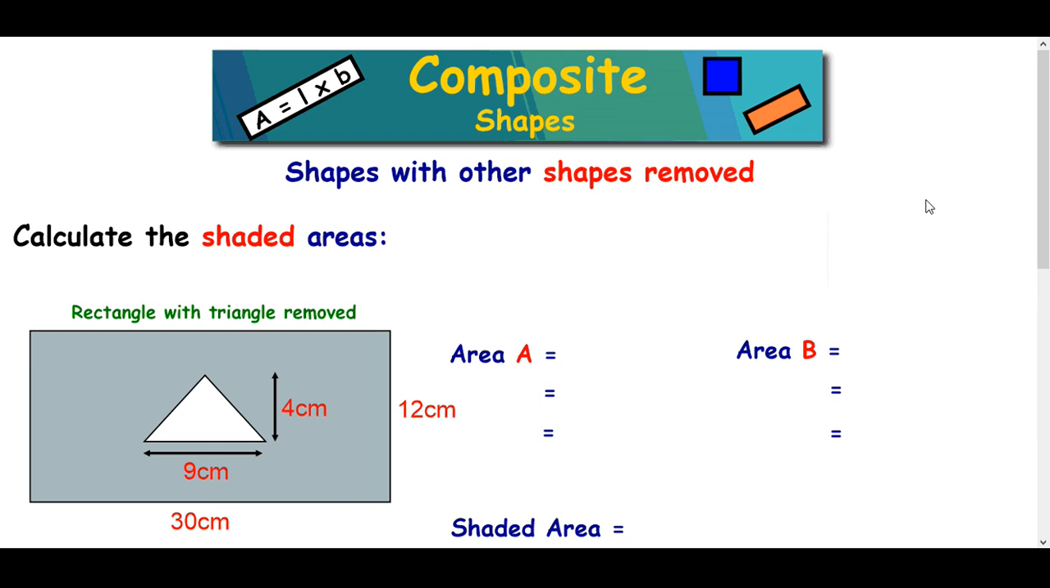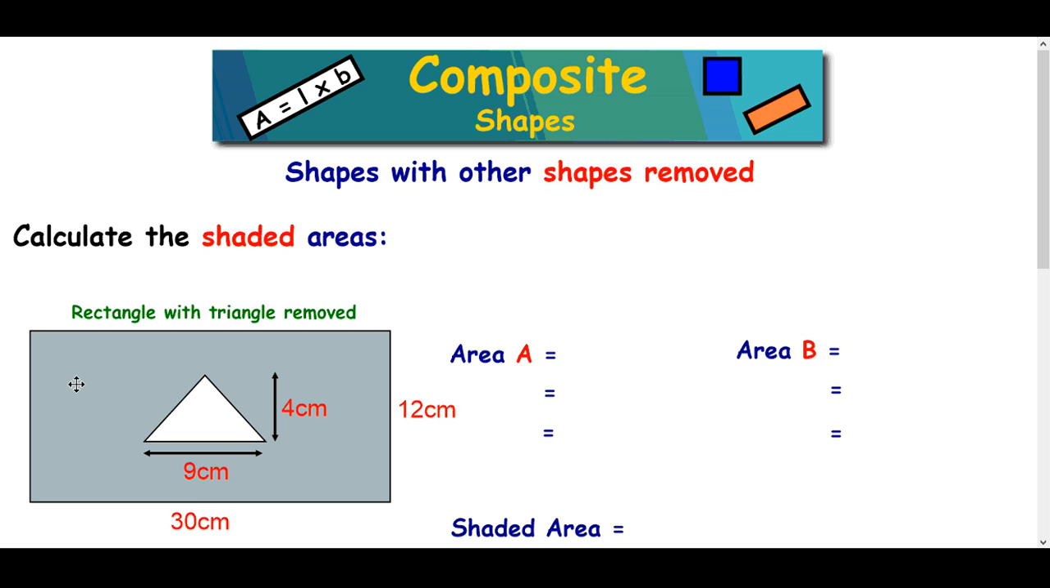Hi there, in this lesson we're going to look at the area of composite shapes again, but a slightly different lesson to the last time in the sense of we're looking at shapes with other shapes removed from them. Before, we were looking at shapes joined together. So let's have a look. I'm going to do two different examples here. So calculate the shaded areas.